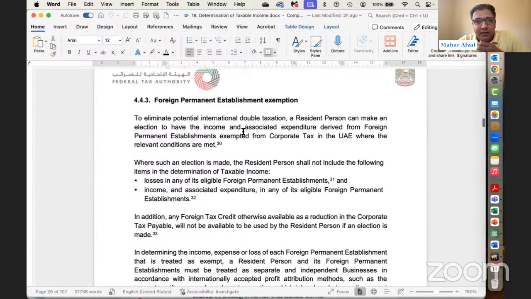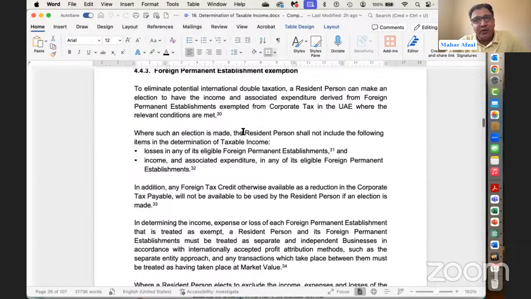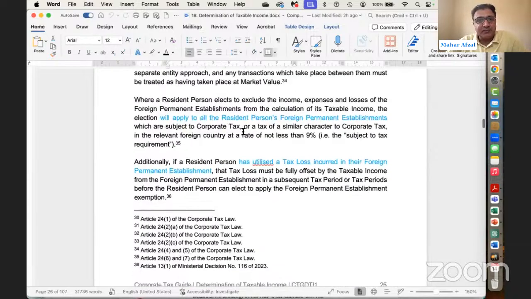Foreign PE can be exempt as well. If you have a foreign PE, as given in the law, you have an option to make an election that the foreign PE and all its related income and expenses should not be considered for tax purposes in the UAE. If you make this election, it will be applicable to all foreign PEs given in the law. You cannot pick and choose. If you are taking that exemption, you need to remove everything, meaning the income and expenses of the foreign PE, while calculating the taxable income. We will see the application of this.